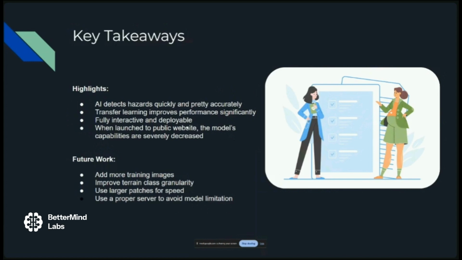In the future, I would like to add more training images. You can never go wrong with a larger data set; it'll only make your project more accurate. Improving terrain class granularity would be a good improvement as well. Using larger patches for speed would also be great, while making each patch smaller would increase the accuracy even more and make it more pinpoint. And using a proper server to avoid model limitations would definitely be one of the biggest things I would do.